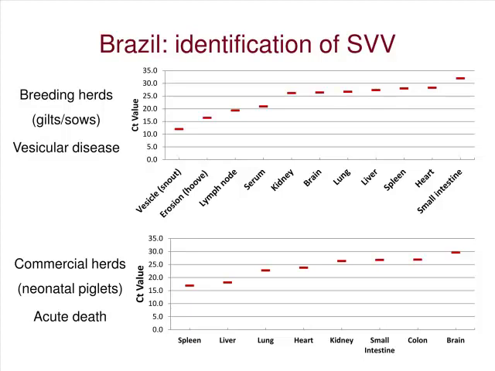And in terms of the neonatal piglets, or the neonatal mortality, we may also be able to find virus throughout the whole tissues, and some of the CTs are really low in the spleen and liver. We are working here more with tissue homogenate.